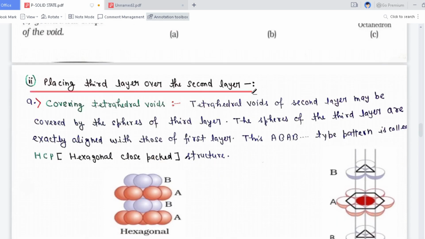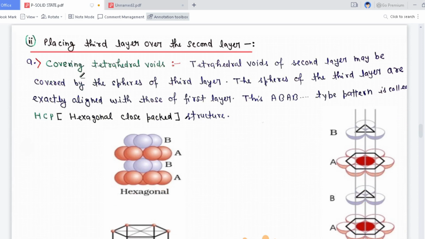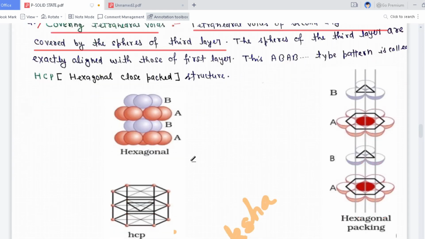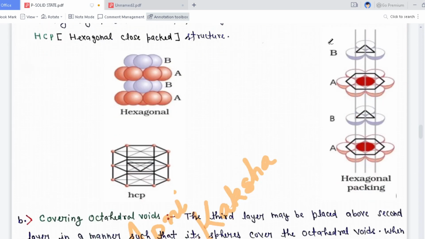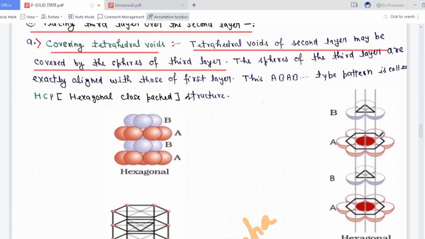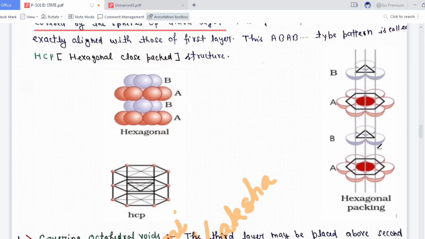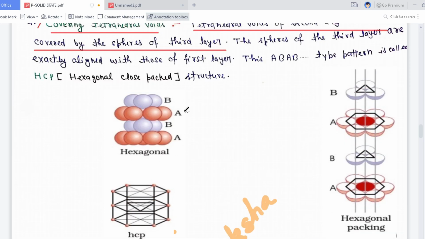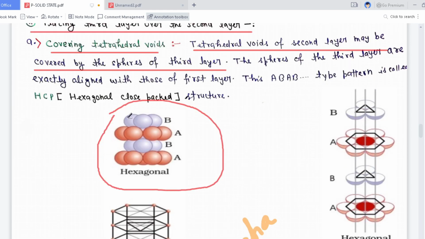Placing the third layer above the second layer. This also comes in 3D. So right here we'll be covering tetrahedral voids. The tetrahedral voids of the second layer may be covered by the spheres of the third layer. See, it's like in this case. This and this. So something like this is a hexagonal stacked structure. That's what we call it.